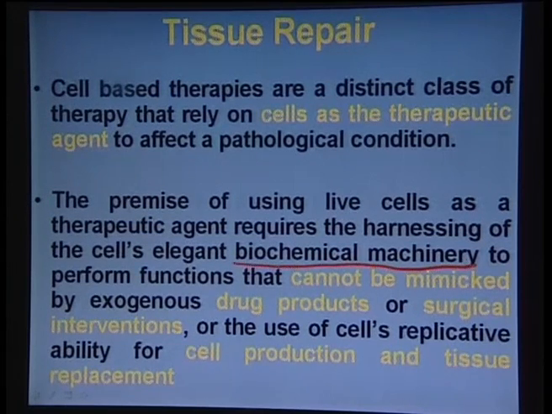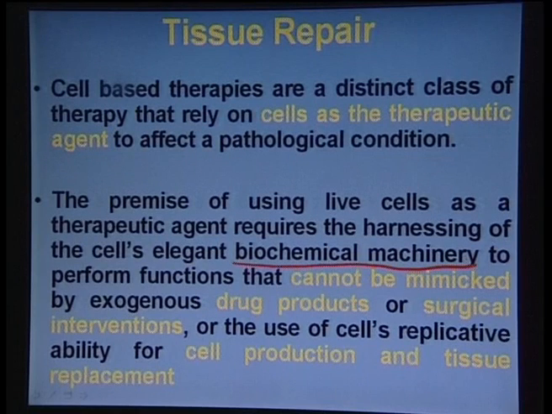For example, the mitochondria, known as the energy powerhouse, right, and then you have these ribosomes in the cells which are used for protein synthesis. Then you have the Golgi apparatus and other things. So, they perform different kinds of biochemical functions. The cytoskeleton, the actin fibers, provide the mechanical support to the cells. So, this biochemical machinery needs to perform its own functions and it cannot be mimicked. That means the biochemical machinery of these live cells cannot be replaced or mimicked by exogenous drug products.